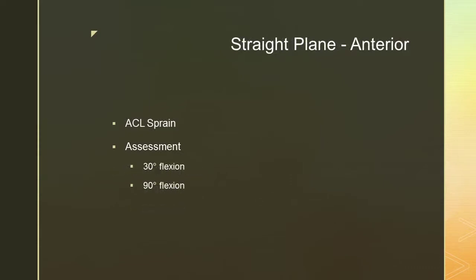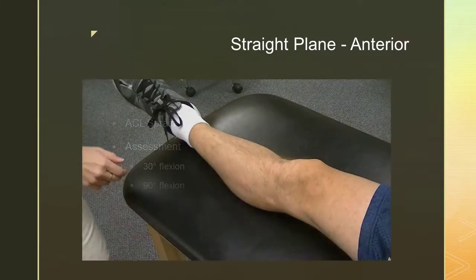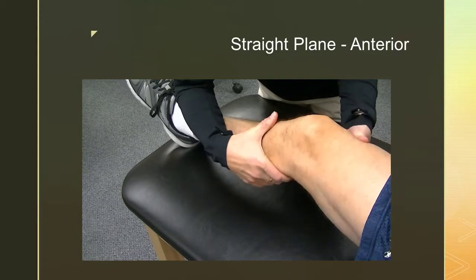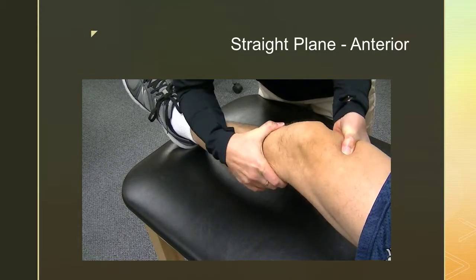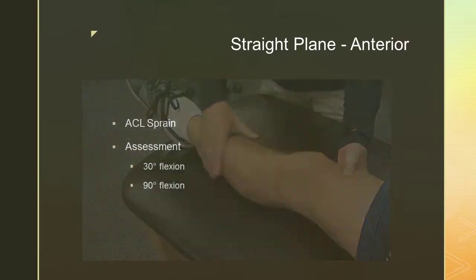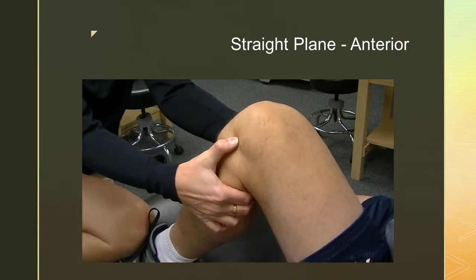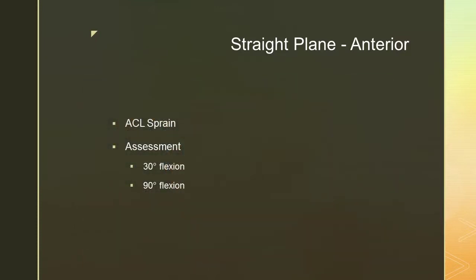In the anterior straight plane, we see injuries to the ACL, specifically ACL sprains. The assessment can include a 30-degree flexion Lachman's test, the 90-degree flexion anterior drawer test, or several others that we will discuss later. The structural injury obviously is to the ACL. One thing that needs to be considered is if the individual has tight hamstrings, it can give a false negative to an ACL test.